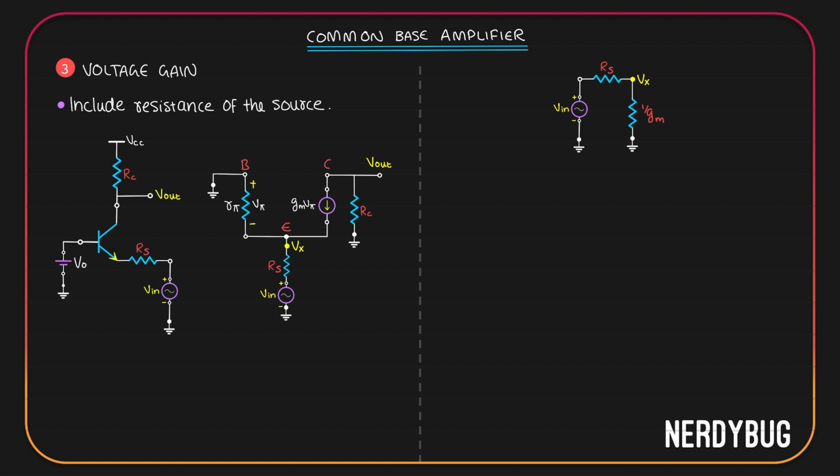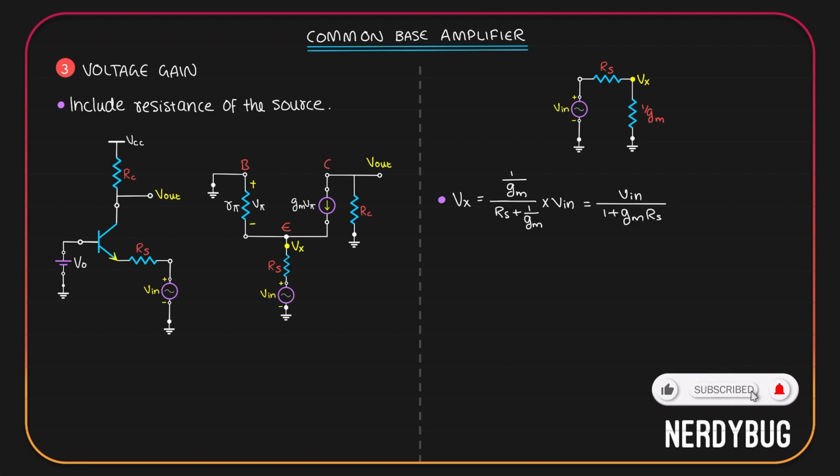We only have to use simple voltage division. V input is being divided between Rs and 1 by Gm. And whatever is dropped across 1 by Gm will be equal to Vx. So we can write Vx is 1 by Gm divided by Rs plus 1 by Gm multiplied by V input. If we multiply the numerator and the denominator with Gm, we get Vx is V in divided by 1 plus Gm Rs.